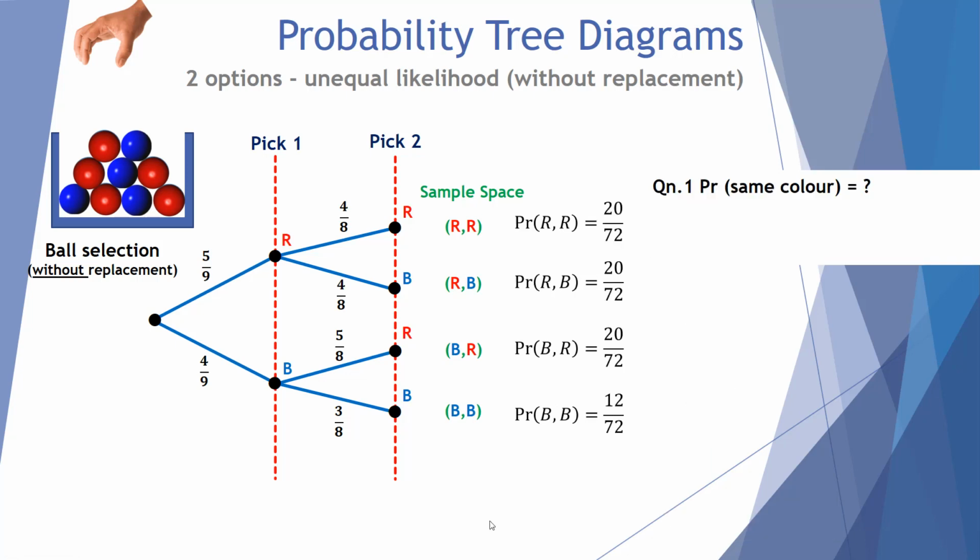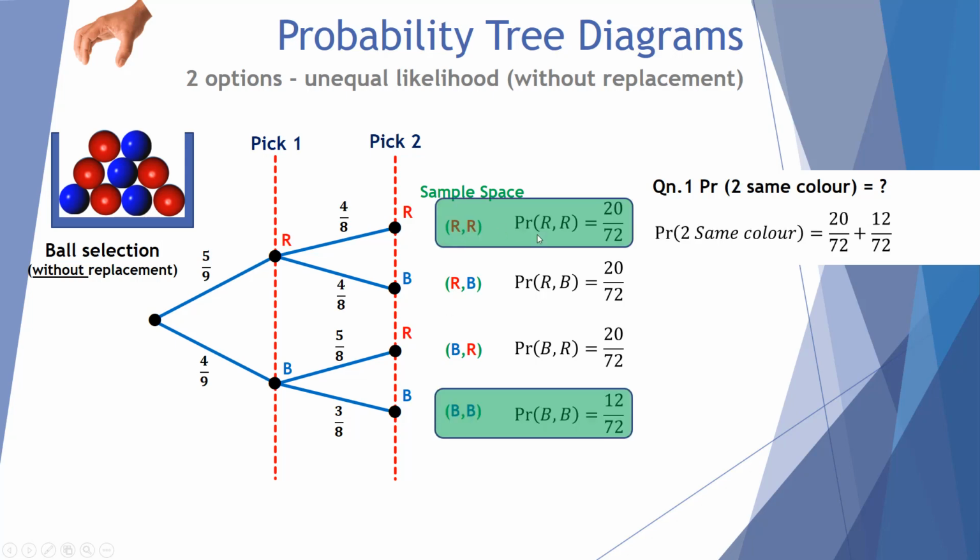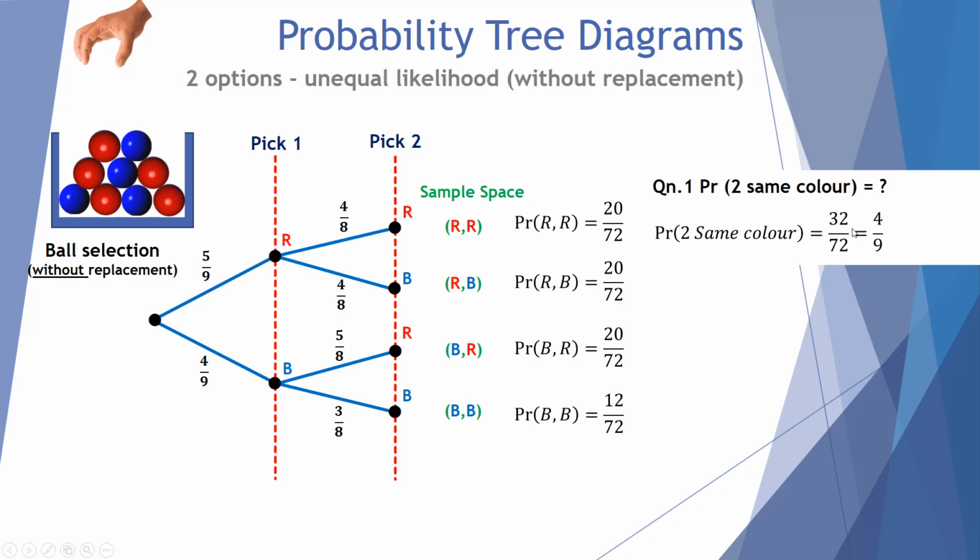So our final question, what's the probability of picking 2 balls of the same color without replacement? So first of all, let's have a look at the 2 options where we do have the same color. I've got 2 red balls and 2 blue balls. So working out the probability of selecting 2 balls of the same color without replacement is found by adding these 2 individual probabilities together. The first one, 2 reds, was a 20 on 72 probability, and the second option, the 2 blues, was a 12 on 72 probability. When I add them together, I get 32 on 72. So the probability of selecting 2 balls of the same color without replacement after each pick is 4 on 9.